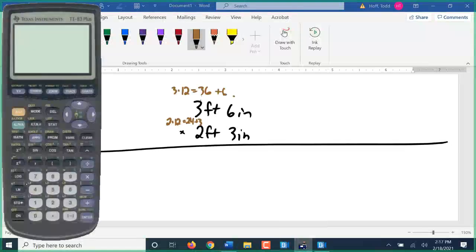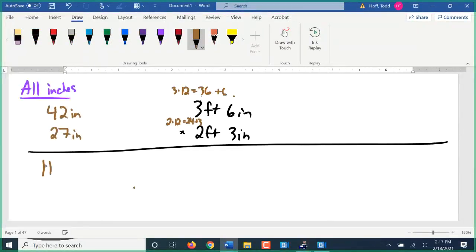42 inches times 27 inches is 1,134. Now, inches times inches, that's going to be inches squared, not just inches. Very important that we remember that's inches squared. We'll see why in a little bit here.